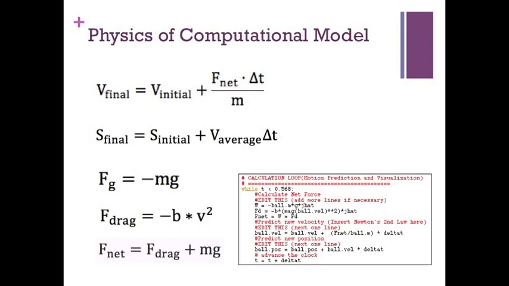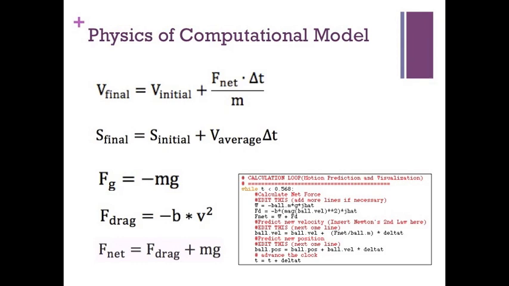In addition to the initial conditions determined in Tracker, the computational model also requires the use of these concepts. Newton's second law is used to calculate the final velocity of the object, or ball.vel, found in the code under the comment, predict new velocity. The second equation seen here is used to calculate the final position, or ball.pos, found under the comment, predict new position. The third equation is used to incorporate the gravitational force into the code. The fourth equation shows how we calculate drag force, and the final equation shows how net force is equal to drag force combined with gravitational force.